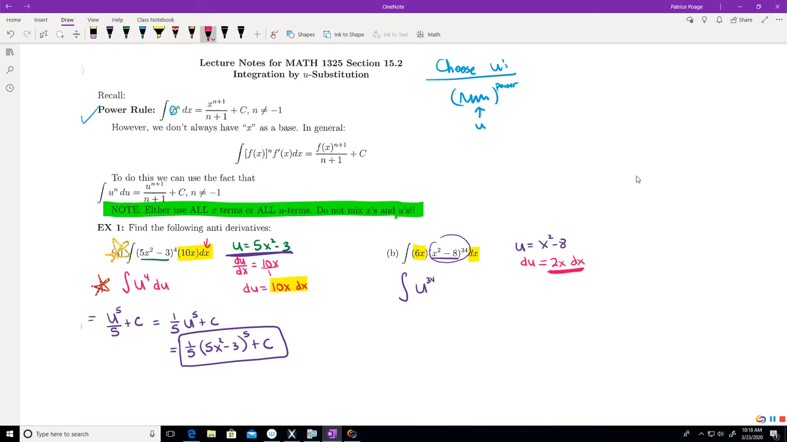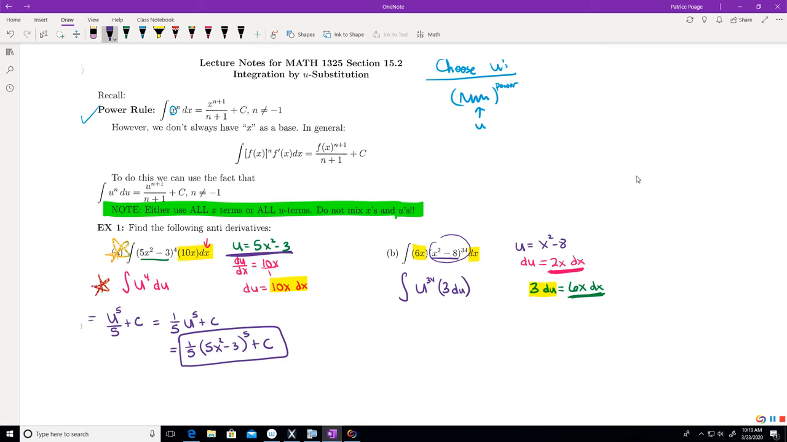That's not good, but I can make it 6x dx if I multiply both sides by 3. So 3 du equals 3 times 2 is 6x dx. Now I have an exact replacement. So in place of 6x dx, I'm going to replace it with 3 du. So right here, I'm going to put in a 3 du.